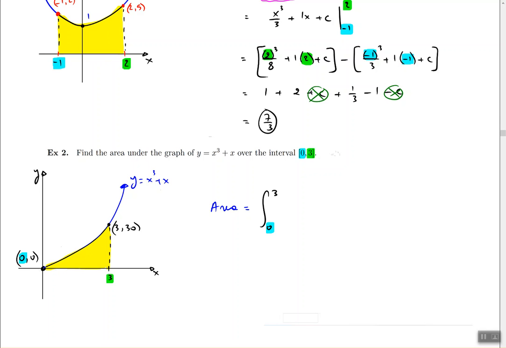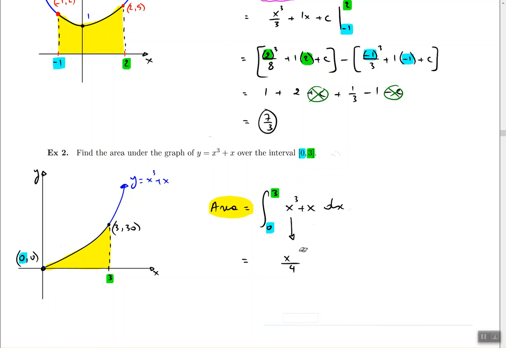Perfect. And so now, once you do that, you're going to put the equation of the function in the middle, x cubed plus x, and then dx. That's pretty much how you find the area that you're looking for. Okay, so the area is an integral, basically. Now, to integrate, you're going to go term by term. What is the antiderivative for x cubed? It's x to the power of 4 divided by 4.